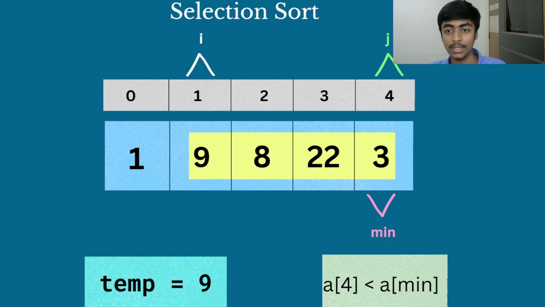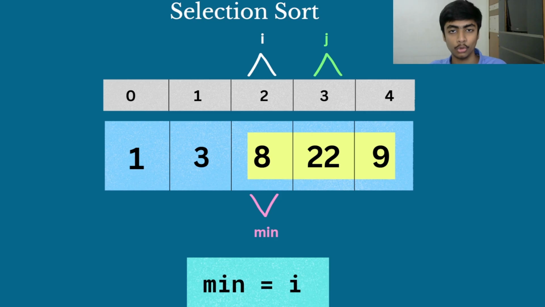We're going to copy the value in our a of min into our a of I. And we're going to copy the value in our temp variable to a of min. Once I'm done with this, I've swapped these two values, and I've sorted the first two elements of the array. Right, since we're done with this whole iteration, our I is going to increment to 2.